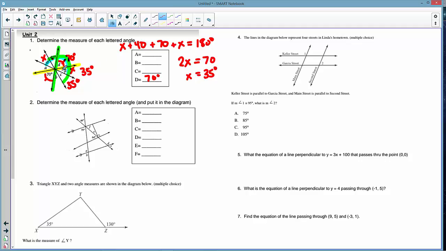There's a couple other things we can do. Angle B here is vertical to 40, so we can just add a 40 there. That might have made our lives easier earlier. Angle A is vertical to this angle here, so we could put a 35 here. I think that covers everybody.